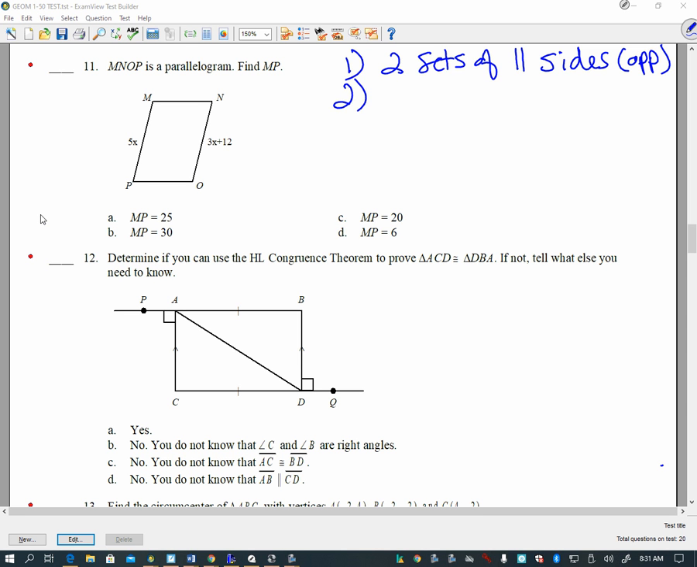I understand we've been gone for over a week. What else do we know about parallelograms? What else do you know about opposite sides? Not only are they parallel, but they are congruent. Two sets of congruent sides, again, opposite sides specifically.